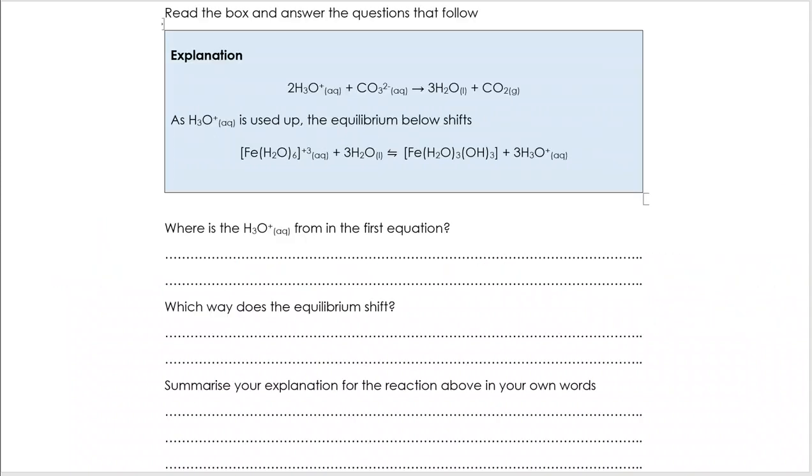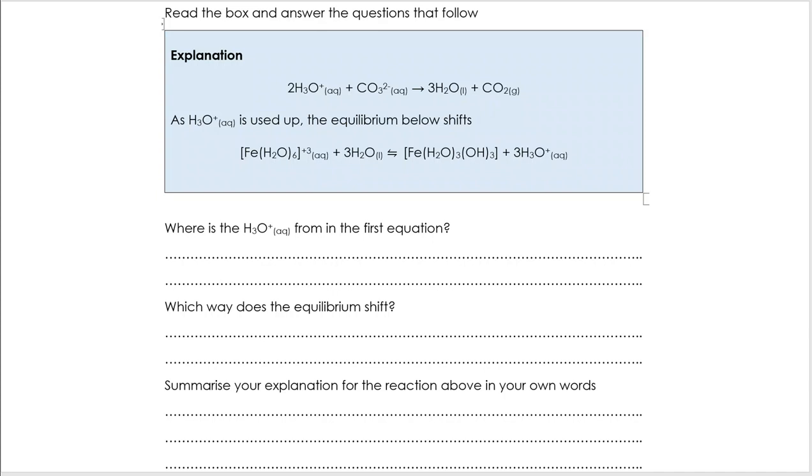Now, have a read through this and try and answer the questions that follow, because this is showing what's actually happening here. When we talk about HCO3- ions, that's an H+ with a CO3 2-. This is what's actually happening: H3O+ ions are reacting with CO3 2- ions to make water and carbon dioxide.